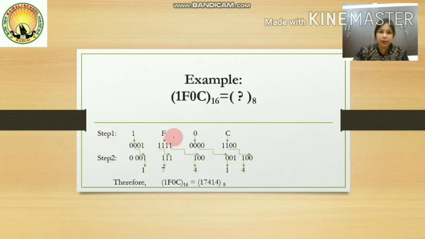Write the individual digits, 1F, 0C, then convert each to its 4-bit binary representation. Then from the right hand side merge these into groups of 3, convert each to the equal decimal value, and then merge them together. You will get the final value. So that's all for the presentation.